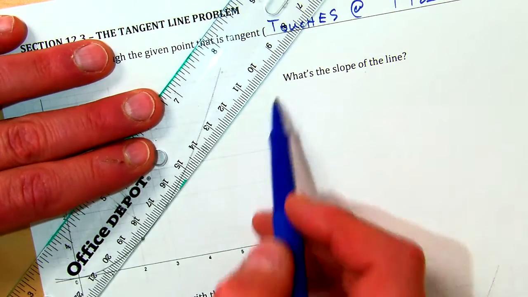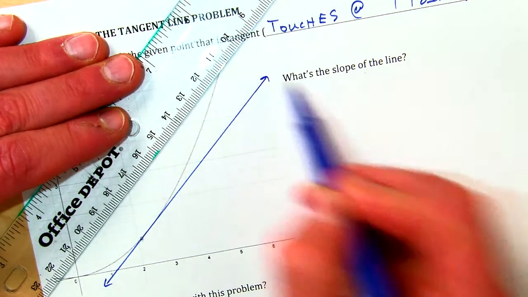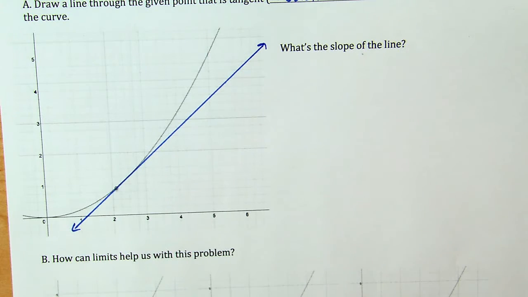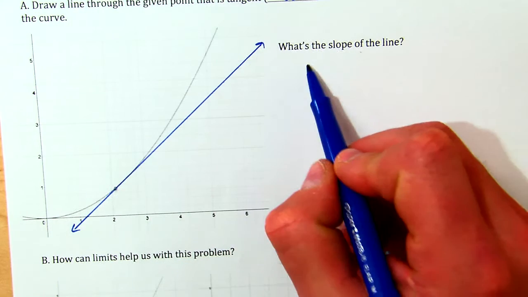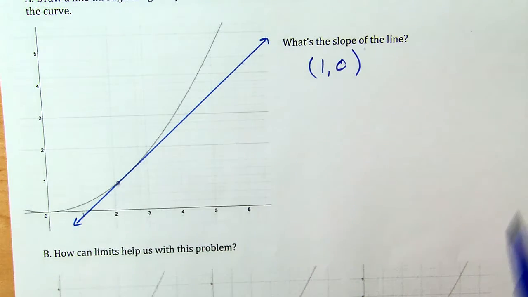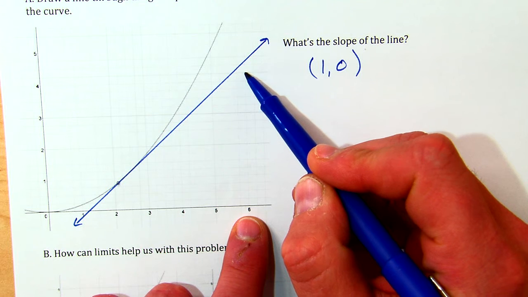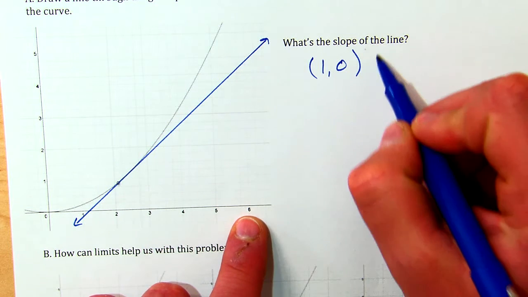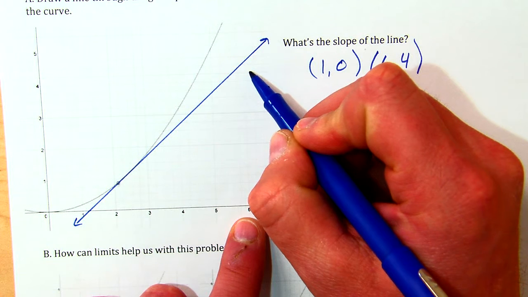So I'll draw this. It's an estimate, so if we all have different answers, that's no big deal. Your lines probably will be different than mine, and that's actually part of the problem that we're dealing with. If I want to find the slope of this line, I'm going to estimate. It doesn't hit 1, 0 perfectly, but that makes for some nice, easy math. So I'm going to call it 1, 0, and the other one, it's not exactly 4, but we'll call it 6, 4.